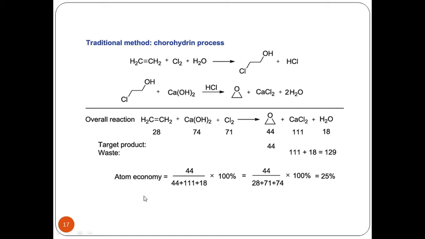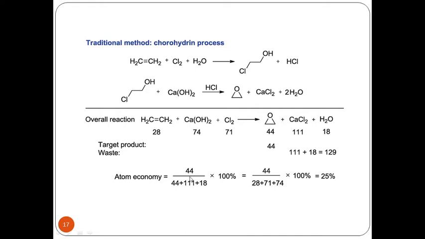Now, how do I calculate my atom economy? Atom economy is nothing but I take my desired product, oxirane, divided by my starting materials, which can be said to be 28, 74, 71. This also can give me some amount of atom economy. Instead of that, though I have said atom economy, atom efficiency is the formula that I am considering.